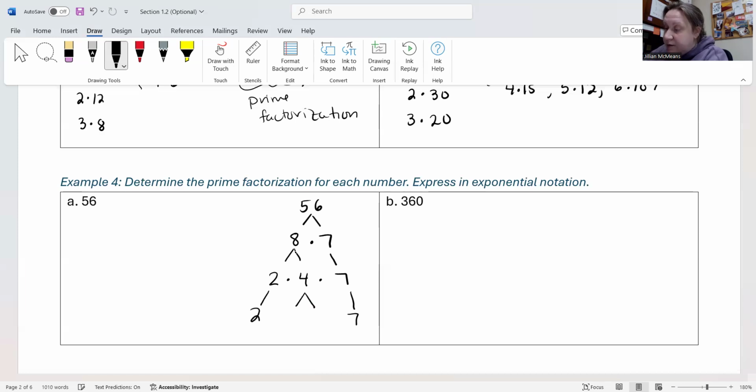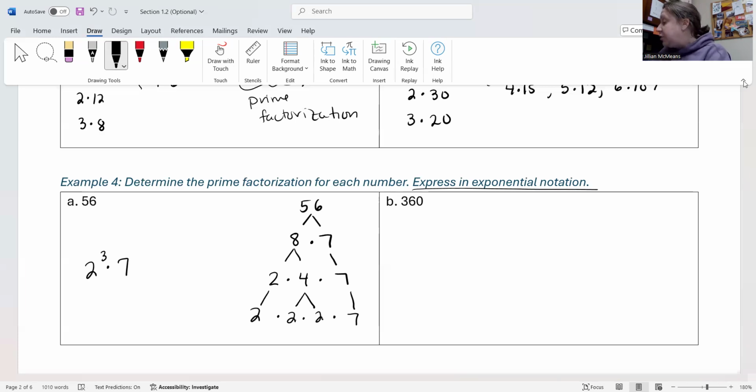So I need to write 4 as the product of two factors. 4 can be written as 2 times 2. Now I have 2 times 2 times 2 times 7, and that's the prime factorization. All of those factors along the bottom line are prime numbers. The directions did say to express in exponential notation. I have 2 multiplied by itself 3 times, so that's 2 to the third times 7. And that's the prime factorization of 56.